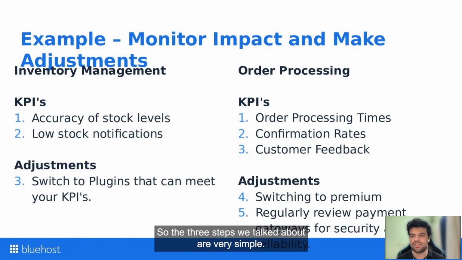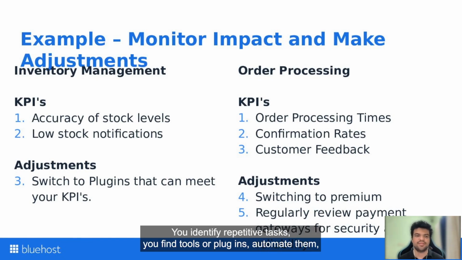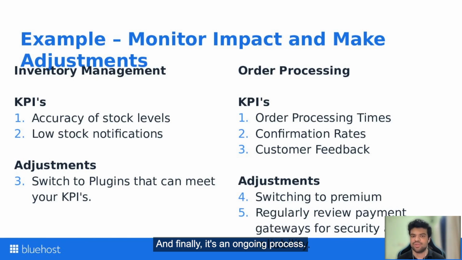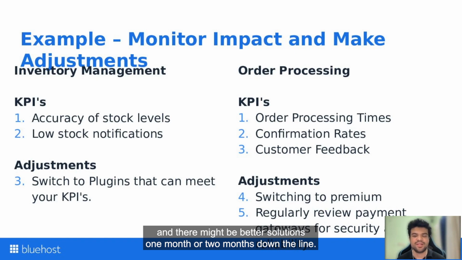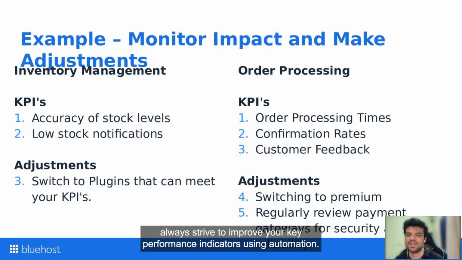The 3 steps we talked about are very simple. You identify repetitive tasks. You find tools or plugins to automate them. Always experiment on a staging site. Never do that on a production site. And finally, it's an ongoing process. Something that works today might not work tomorrow, and there might be better solutions 1 month or 2 months down the line. So always define your key performance indicators. Always strive to improve your key performance indicators using automation.